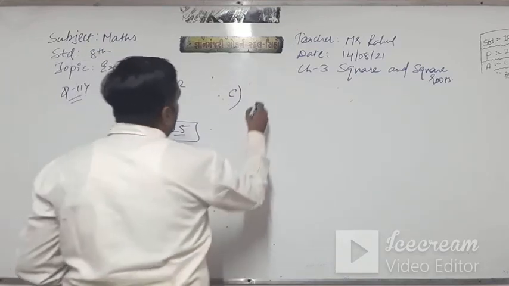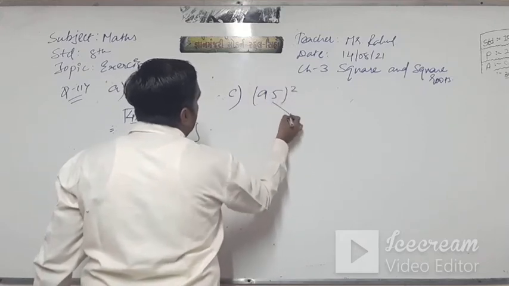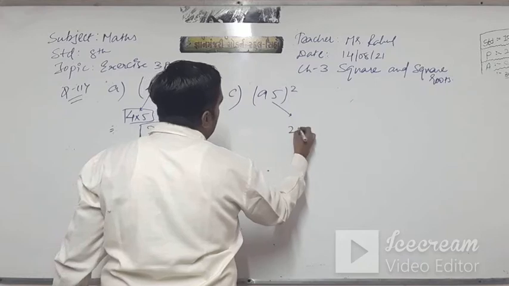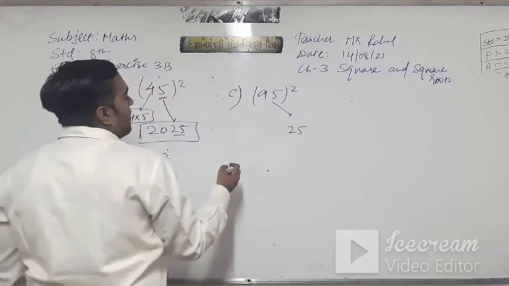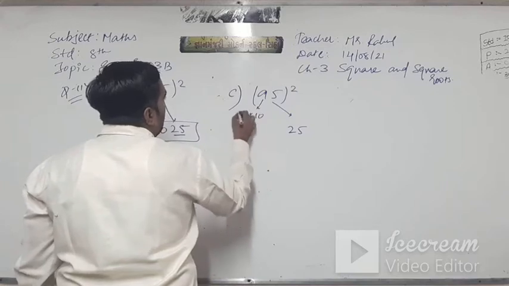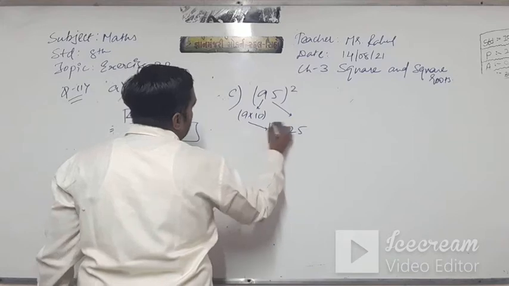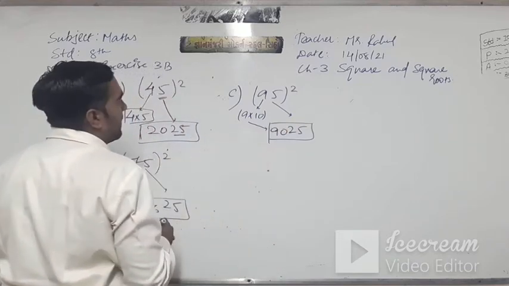Next is 95 square. Again we use the same method. 5 square is 25, and we put it at the end. Now we take the next consecutive number after 9, which is 10. 9 tens are 90. So my answer is 9025. Clear?